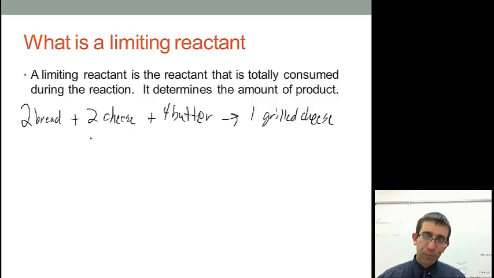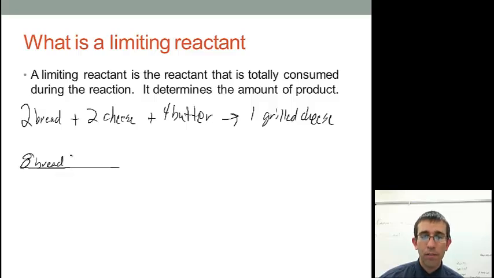Now, let's say I was at home and I had just bought like 30 packages of cheese. I got a ton of cheese, and I've got more butter than I know what to do with. But I only have 8 pieces of bread. I got more than enough of this, only got 8 pieces of bread. So how many grilled cheese sandwiches can I make?